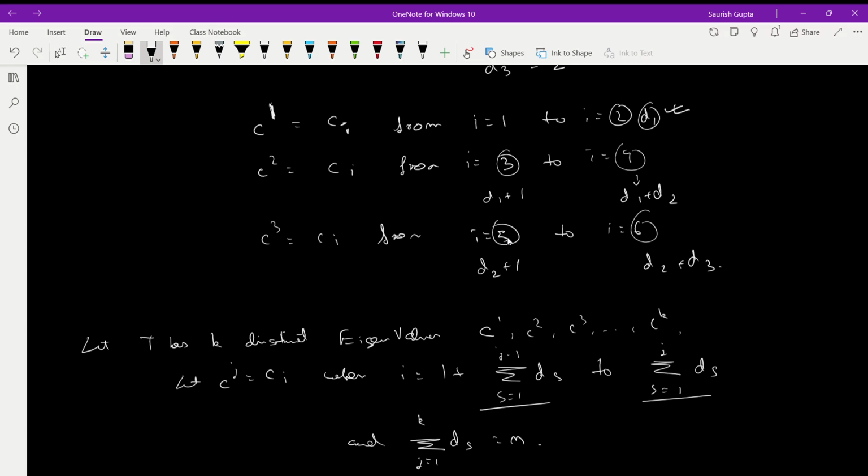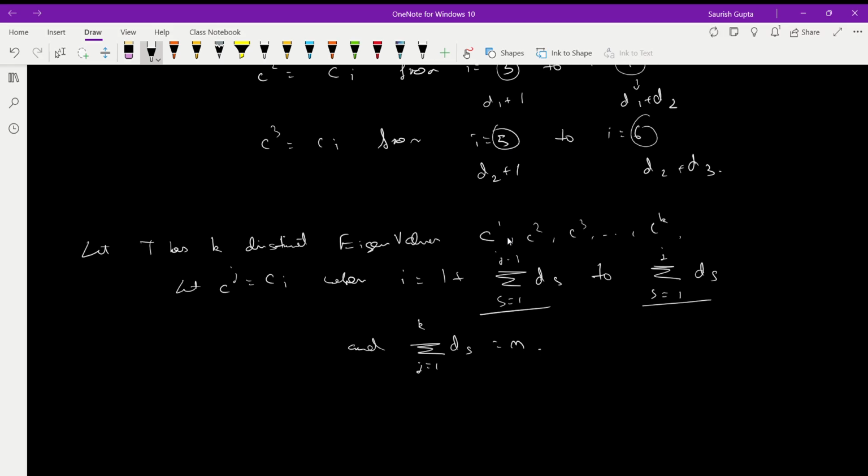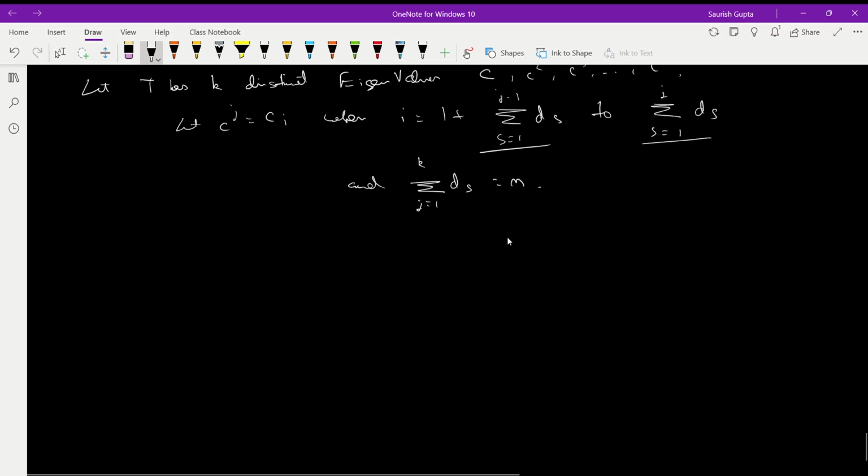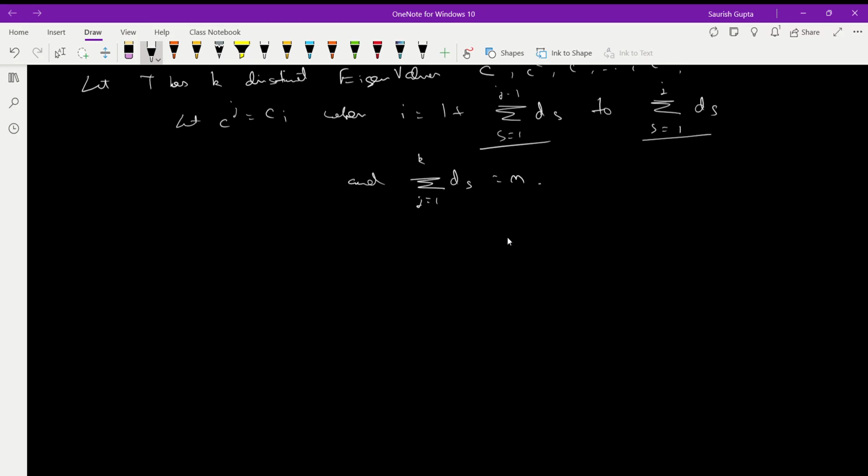Then here you had 1 plus d1, because you had j equal to 1, so s equal to 1 to 1. You had d1 plus 1. And here you had d1 plus d2. So it went from this to this. In this case j equals 2, so s equals 1 to 2, so it becomes d1 plus d2, and so on and so forth.